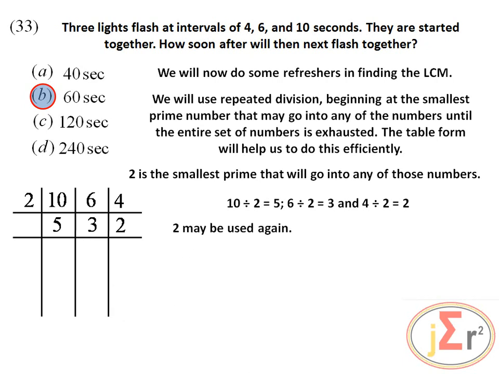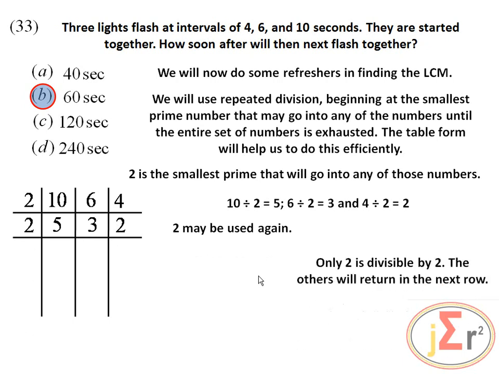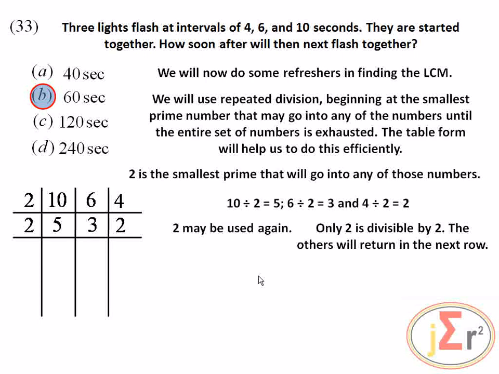We may use 2 again because we find a single one that 2 can go into without leaving a remainder. So we will use 2 again. Only 2 is divisible by 2. The others will return in the next row. So if they are not divisible by 2 or any number that we choose, they return to the next row. But we say 2 into 2 is 1. So we divide the one that is divisible, but the one that is not, we will cause it to return to the next row, like so.